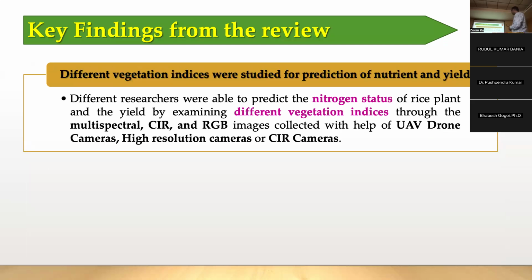And in the review, we have seen that different researchers are able to predict the nitrogen status of rice plants and the yield by examining different vegetation images, through multispectral, CIR and RGB images collected with the help of UAV drone cameras, high-resolution cameras, or CIR cameras.